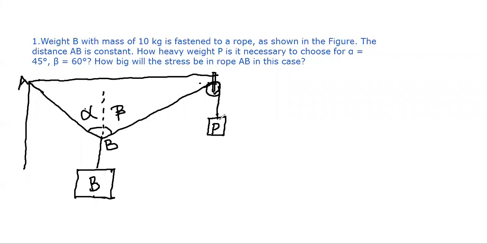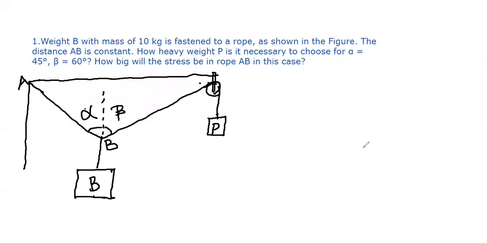So we have a weight here on a pulley P. So we have to find the weight P such that this angle alpha and beta should be 45 and 60. And also, how big will be the stress in the rope AB in this case? That is, in this part. How much will be the stress on this part of the rope? So this is really a nice problem. So first what we will do is the FBD, that is free body diagram of this problem.